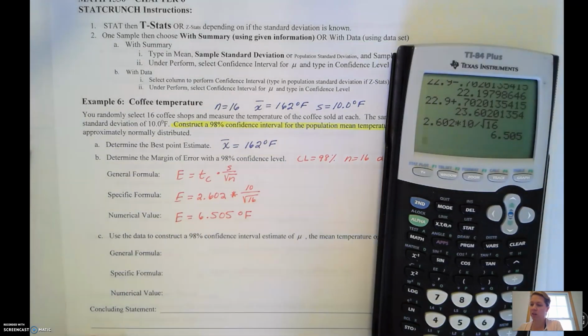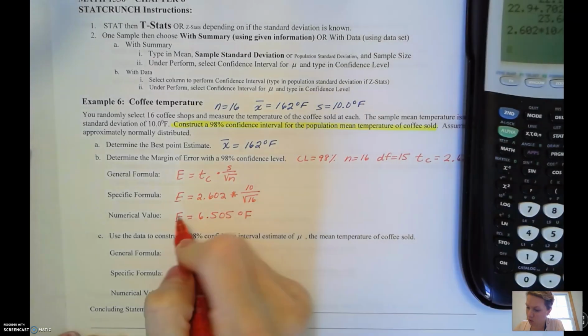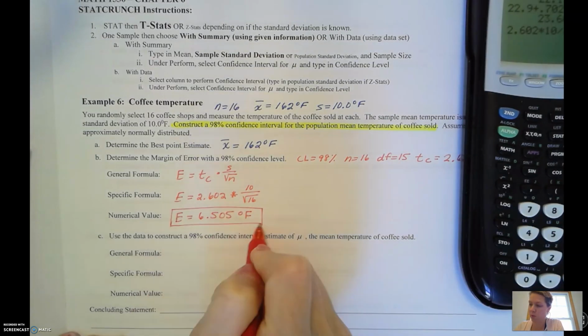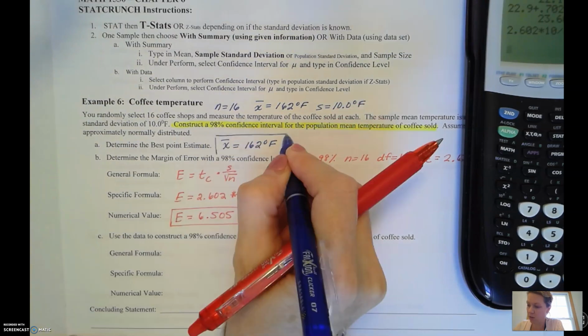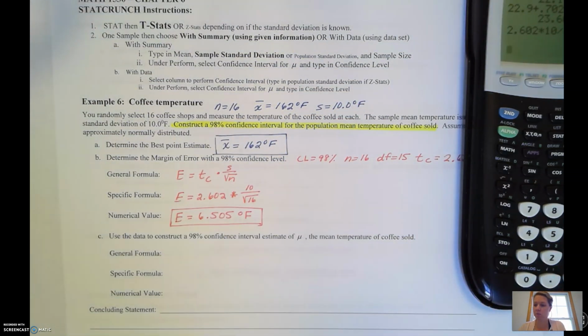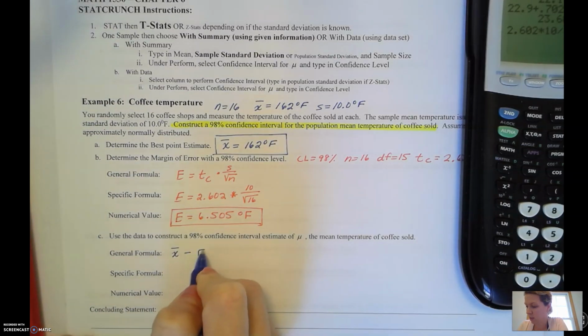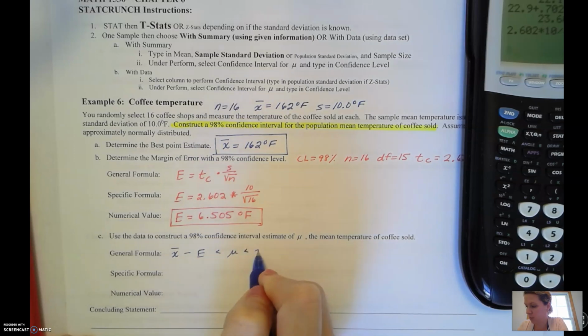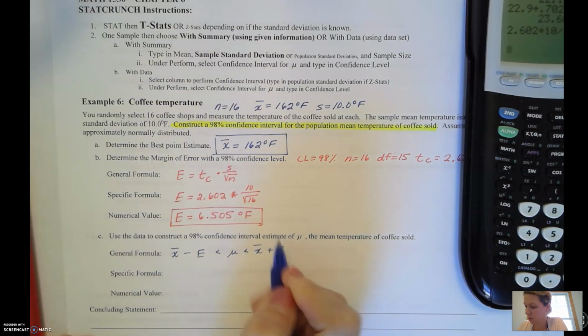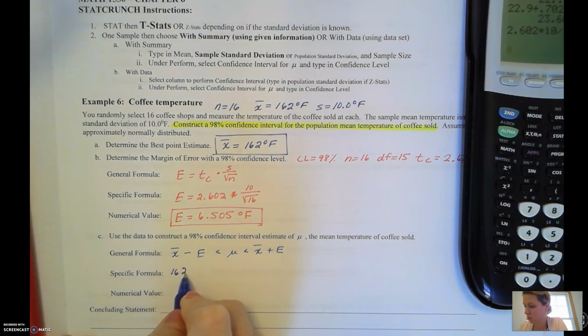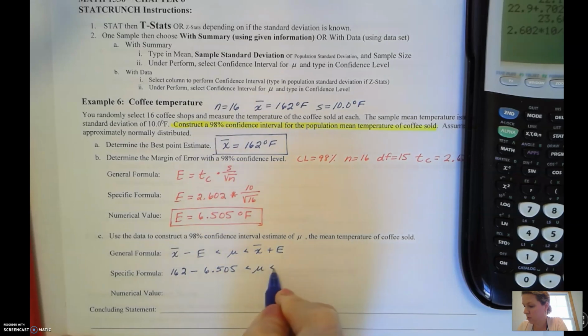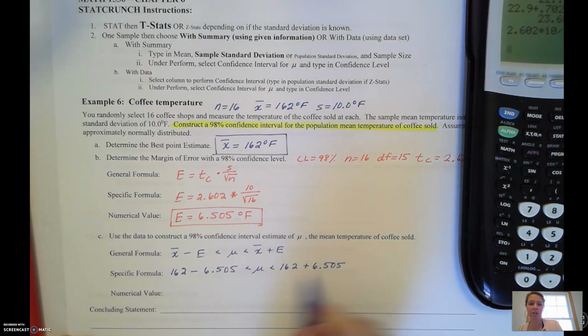Now we're going to construct the confidence interval. So we need our margin of error, E, and we will need our best point estimate, X bar, to combine those two. Let's see how this looks. We're going to go X bar minus E less than mu less than X bar plus E. So X bar is 162 minus a margin of error, 6.505, less than mu less than 162 plus 6.505. So I'm adding and subtracting the margin of error from the best point estimate.